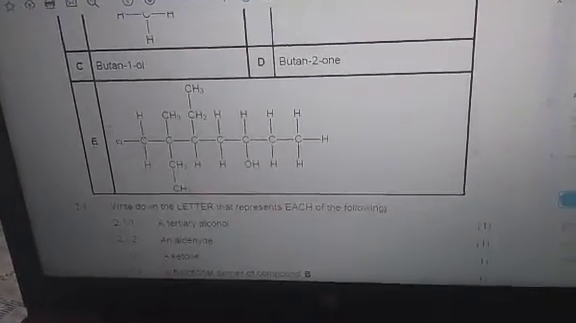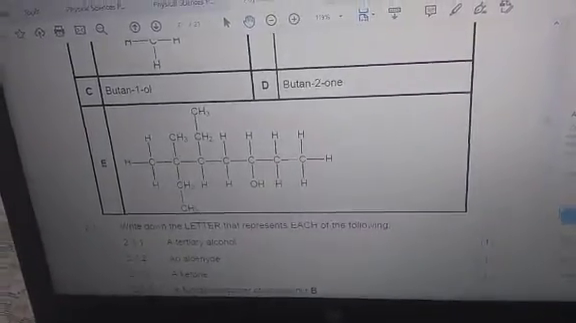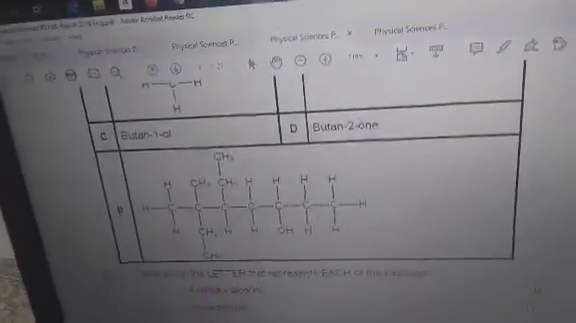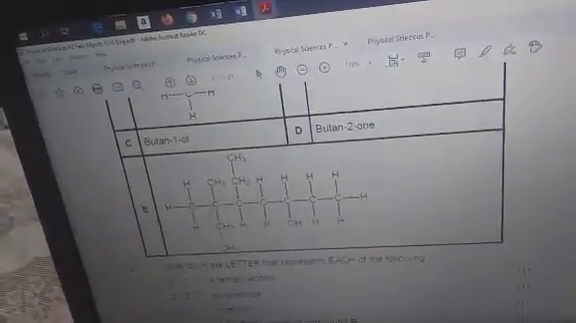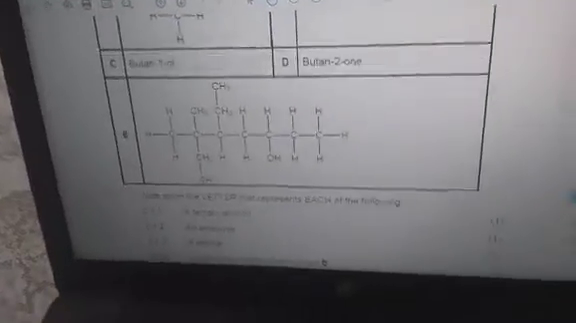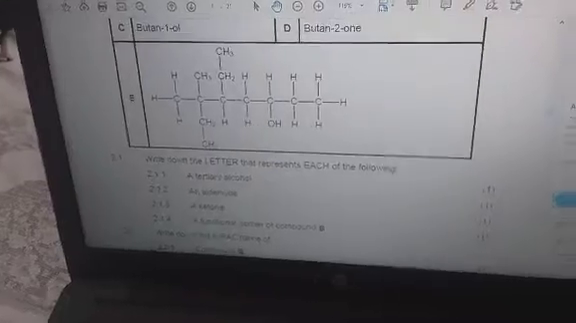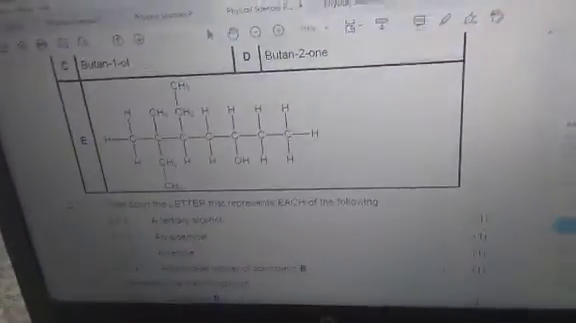Maybe they can ask us to name the structure. We need to be careful of the longest chain here. I think the longest chain would be from here all the way there. Then the first branch would be this one, the second this one. Let's see what they're asking. Let's not be too far ahead. Write the letters that represent each of the following: alcohol. But it's not just an alcohol, guys. It's a tertiary alcohol. Let's go and see.